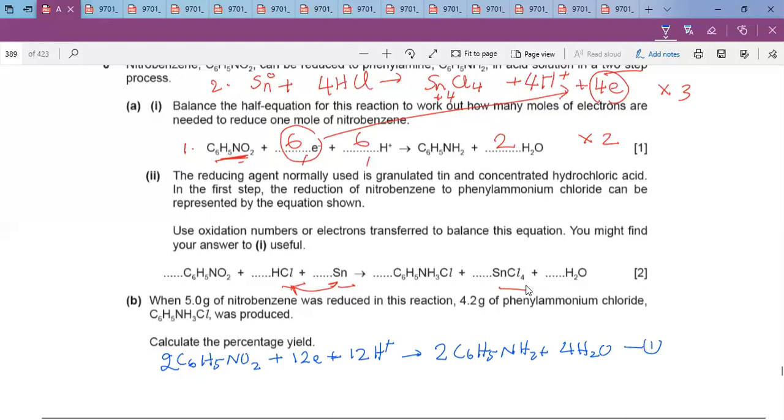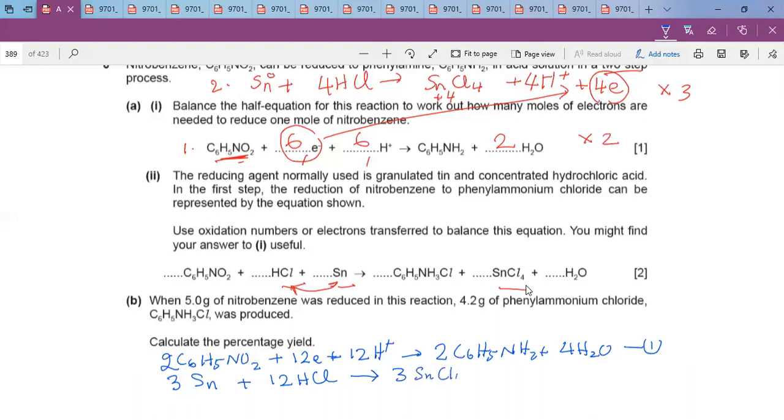Okay. Equation 2 times 3. So get 3Sn plus times 3, 12 HCl. Don't be afraid of the numbers, my friends. Times 3, 3, right? SnCl4 times 3, 12 H plus times 3, 12 electrons is equal to. Okay, now I'm going to shift down here, okay? So don't need the top there anymore.